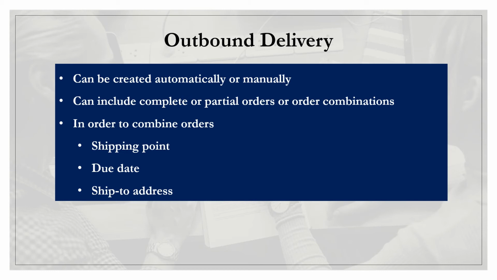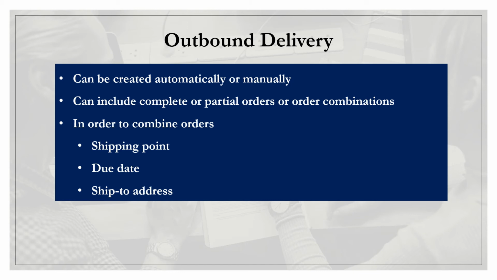Or you could have all the products and send out a complete order. Or you could have an order combination, which means that maybe you had a partial from some other order, or you had enough quantity to cover two different orders. Whatever the combination may be, if the customer places two different orders, we're able to combine them within the outbound delivery document to send in one delivery.